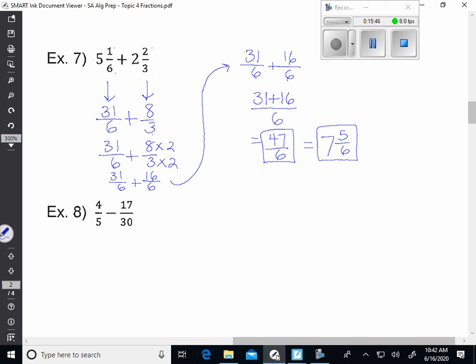Example 8. 4 over 5 minus 17 over 30. So these are regular fractions, so you don't have to worry about that. So in this case, we can go ahead and change the denominators over. We have to ask ourselves, is there something times 5 that will give me 30? Absolutely. That's 6. So we're going to take 4 fifths and multiply the top and the bottom by 6.